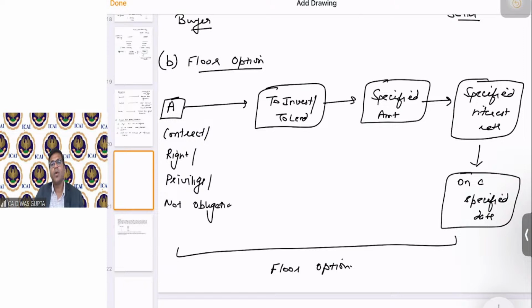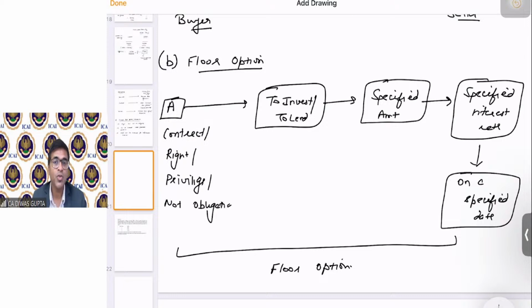Okay. This is called as floor option. So in this case, let's say the contract says the amount to be invested is 1 crore, sorry, at the rate of 18% per annum. This is the option that has been given. On a specified date means, let's say 1 year from today. So 1 year from today, I have a right to invest 1 crore rupees at the rate of 18% per annum. Now, after 1 year, the actual rate turns out to be, let's say, 20%.